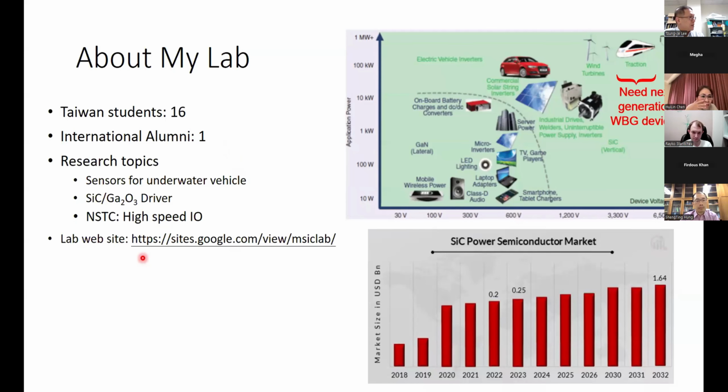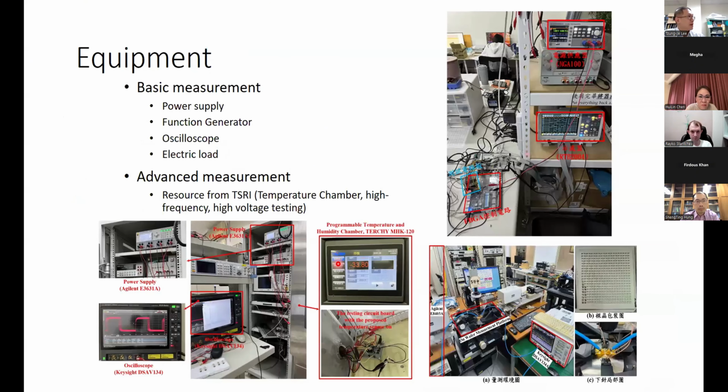And here is the website of my lab, or you can Google NSYSU to reach me in the department. And here's the equipment in my lab. We have equipment for measuring our chip, like a power supply, oscilloscope, and here the circuit we design. And for further advanced measurement, like a temperature chamber, we will go to TSRI, a unit in Taiwan. It provides some equipment for us, so that we can do advanced measurement there.